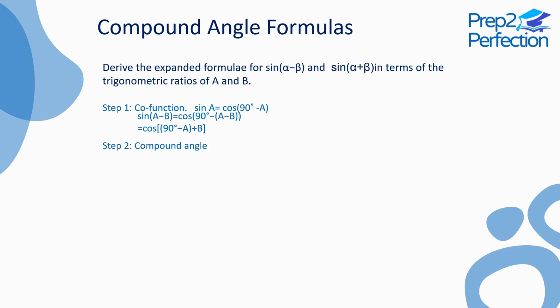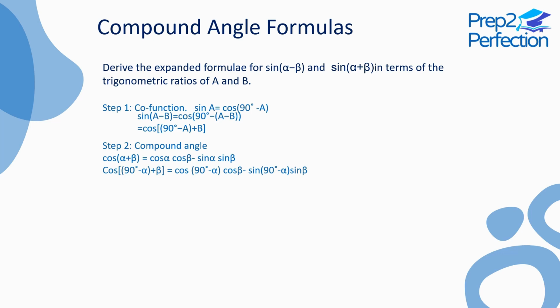Step 2 is our compound angles. To derive the formula for sine (a plus b), we use the compound formula for sine (a minus b) and manipulate the sign of b. Cos (a plus b) equals cos a times cos b minus sine a times sine b. This will give us cos ((90 degrees minus a) plus b).